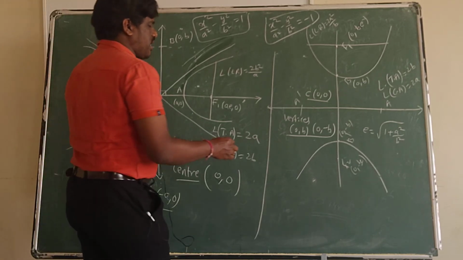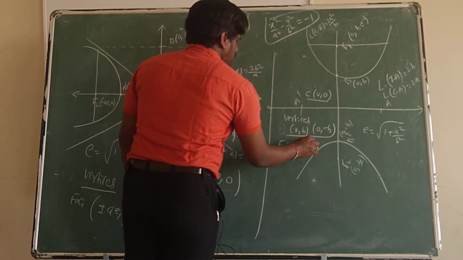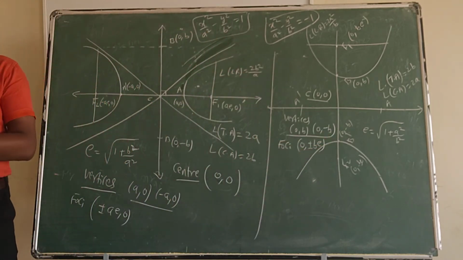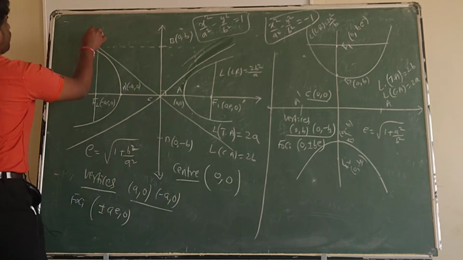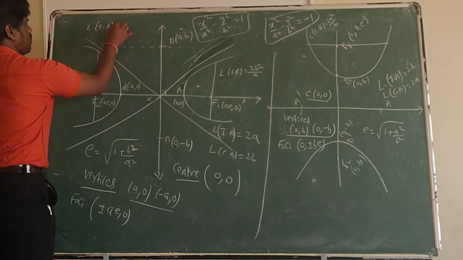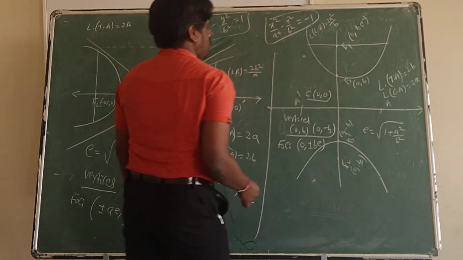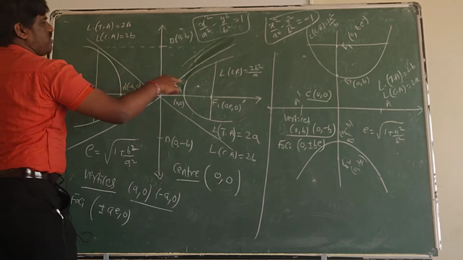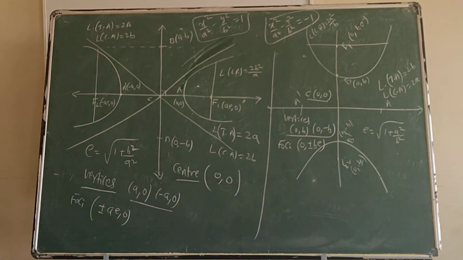Now tell me, what are the foci here? 0 comma plus or minus b. Now what is the length of the transversal axis here? From here to here, 2a. What is the length of the transversal axis here? 2b. What is the length of the conjugate axis here? 2b. And here? 2a. Understood? These are all the things I am revising now.